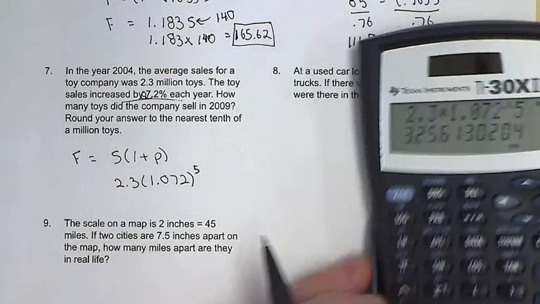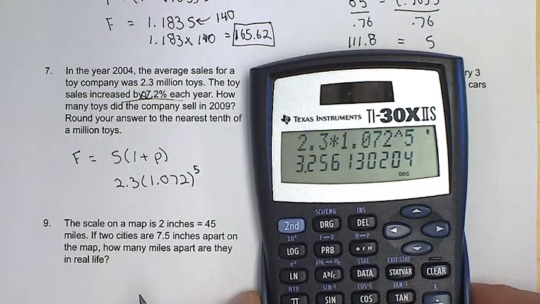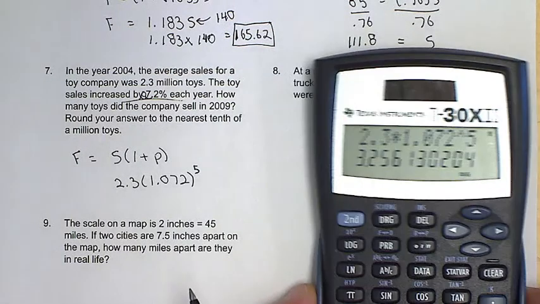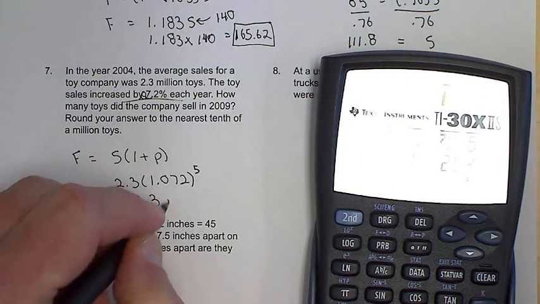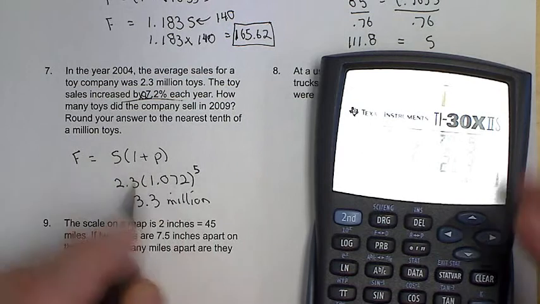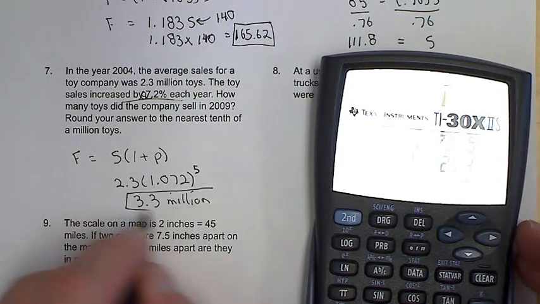So you get 3.256. It says round to the nearest tenth of a million, so we'll call that 3.3 million. Okay, so I've gotten the answer, plus I showed my work.